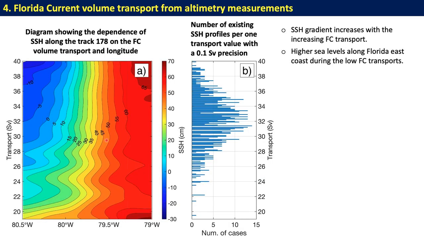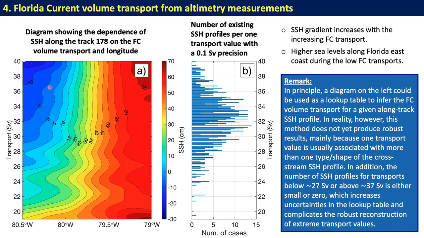Okay, so the diagram on the left shows the dependence of sea surface height along track 178 on the cable transport and longitude. This diagram was constructed by sorting the along-track sea surface height profiles relative to the same-day cable transport in ascending order. And as expected, the sea surface height gradient increases with increase in Florida Current transport. Also, the diagram shows high sea levels along the Florida east coast during low Florida Current transport and vice versa during high Florida Current transport.